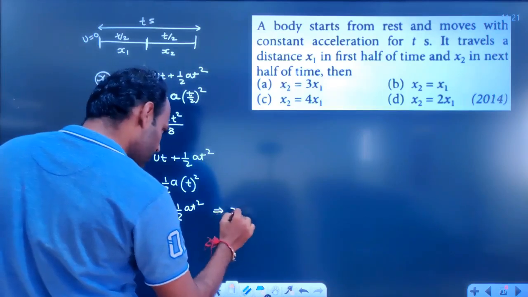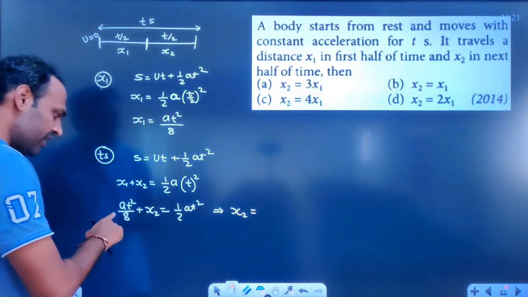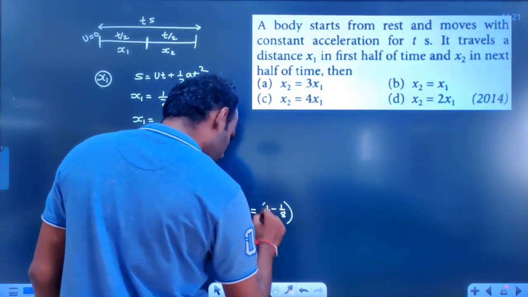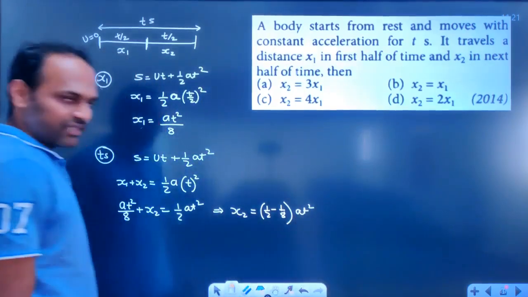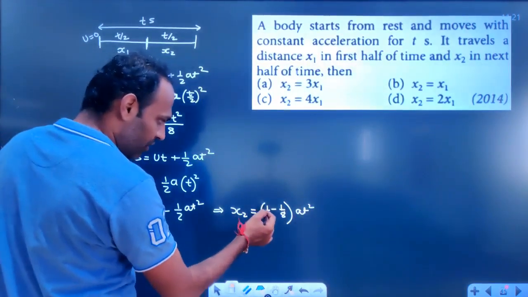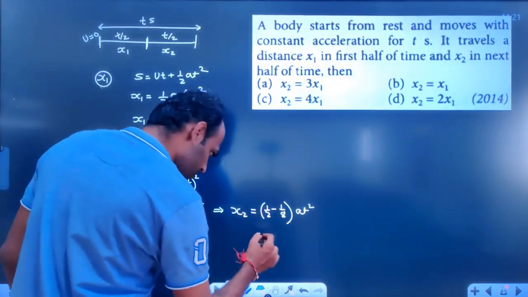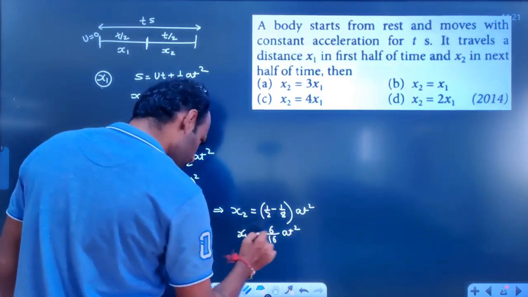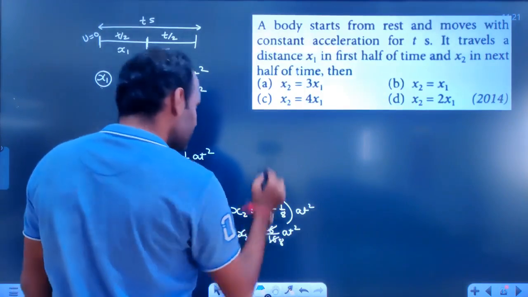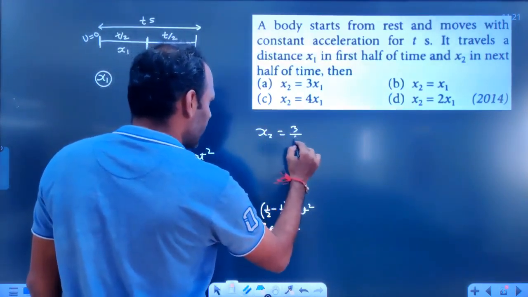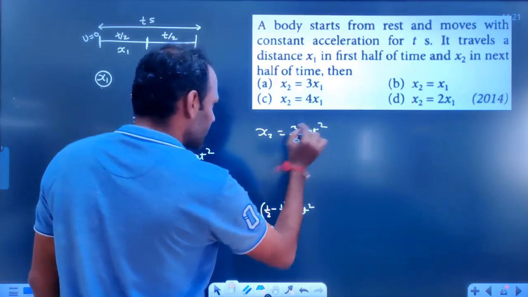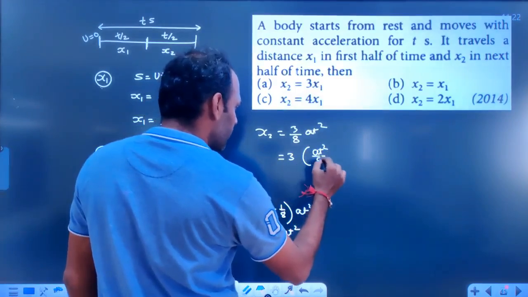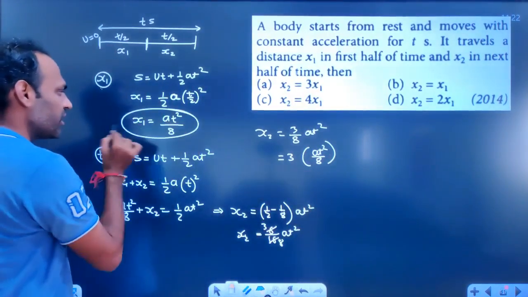Writing x2, this is half at square, and the 1 by 8 at square will come to that side. So I will get half minus 1 by 8 into at square. Cross multiply: 8 into 1 will be 8, 2 into 1 will be 2, 8 minus 2 will be 6. So 6 divided by 16 at square. 2 3s and 2 8s, so I got x2 is equal to 3 by 8 at square. Here I will take 3 outside and I will get at square divided by 8. What is this at square by 8? At square by 8 means it is x1.